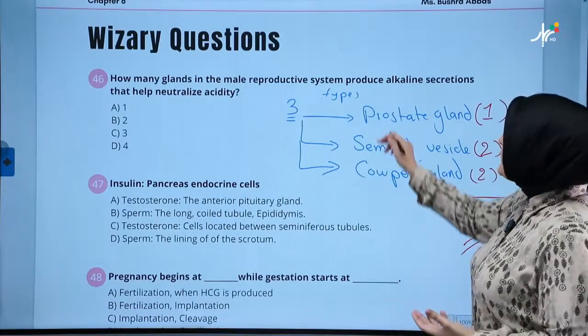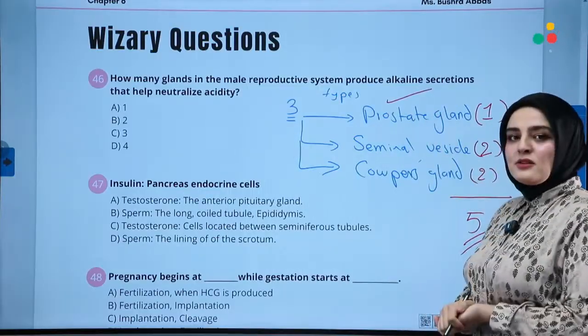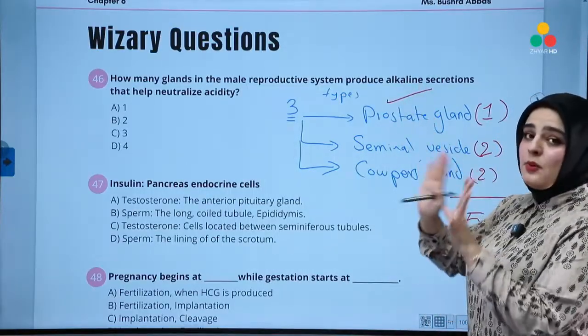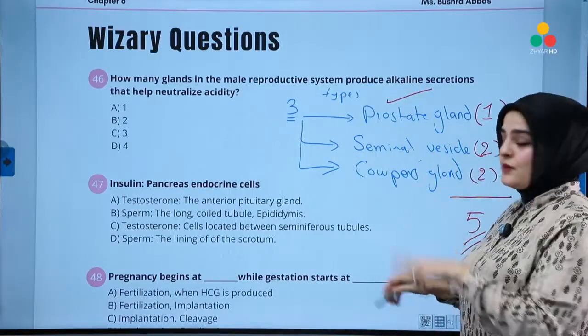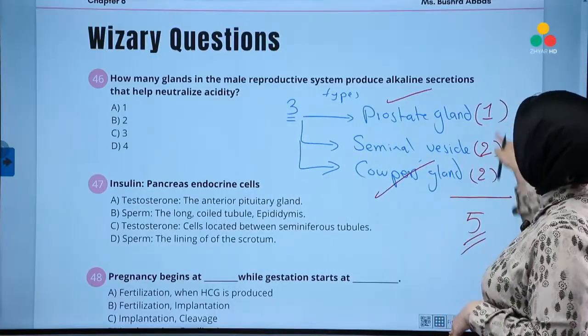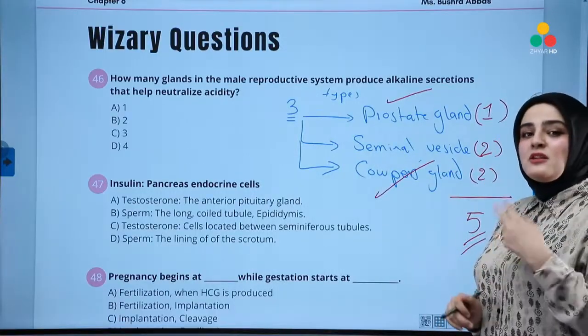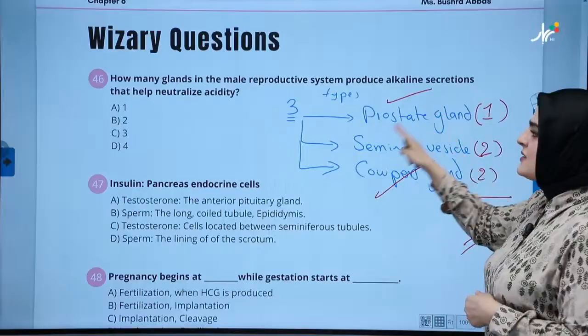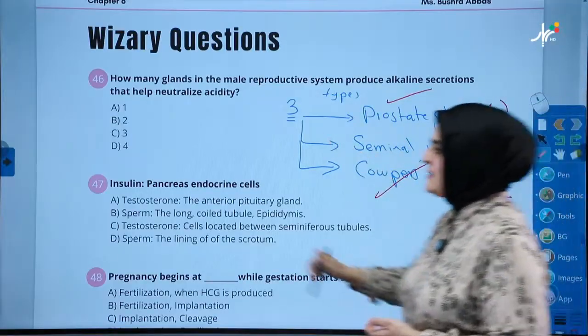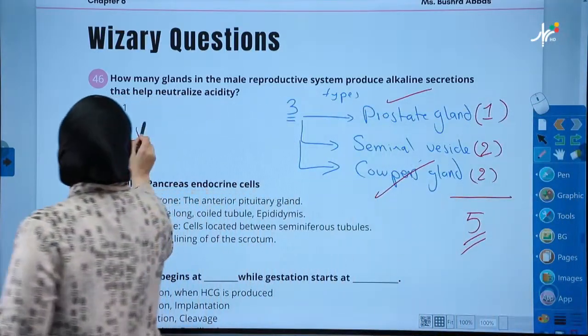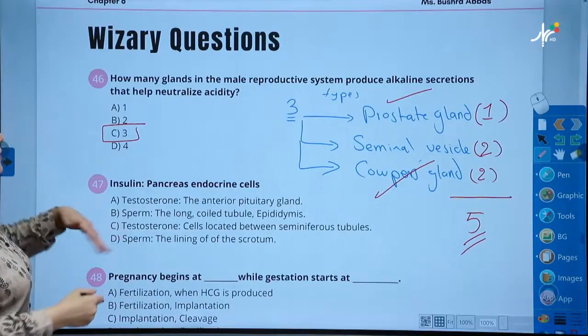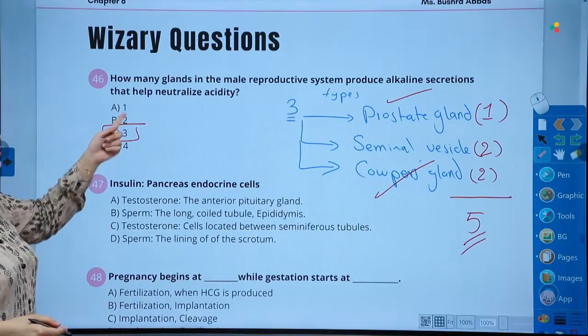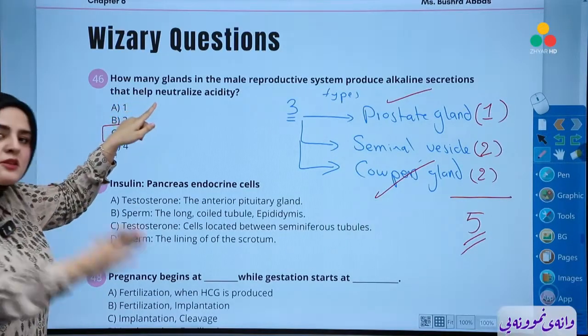Among these, we said that this one creates alkaline solution. Here, it didn't specify for what reason, so we're going to choose both of them. How many? We ended up with 3 in total that create alkaline solutions for neutralizing the acidity. This is our answer. It was possible for me to choose 1 or 2 if they specified what it is used for.